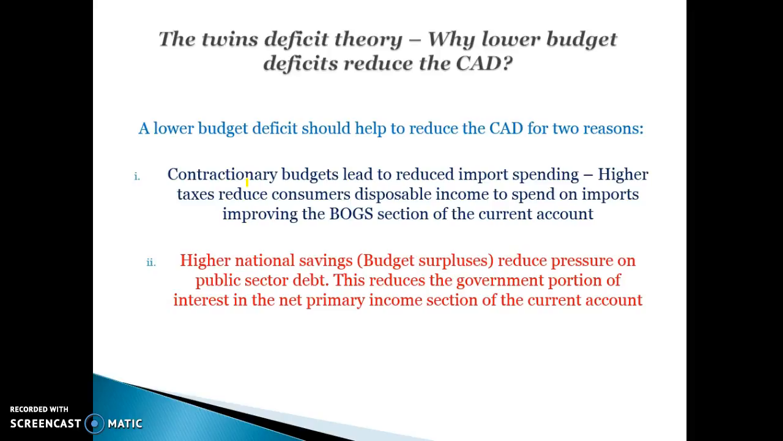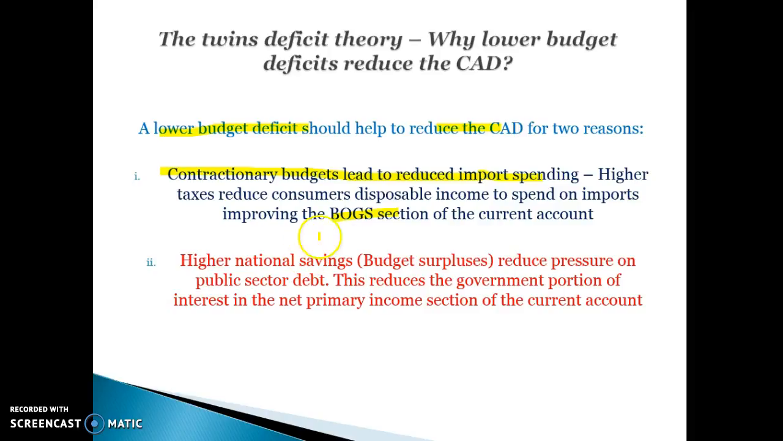Secondly, higher deficits also lead to more public sector debt, which increases the government section of net foreign debt and therefore increases interest repayments. On the flip side, a lower budget deficit should help to reduce the CAD for two reasons. One, it's generally associated with contractionary budgetary policies, which will reduce import spending and therefore reduce the amount of imports and the amount of debits in the balance of goods and services section of the current account. So contractionary policies reduce spending in Australia. It's like the cyclical component of the CAD.